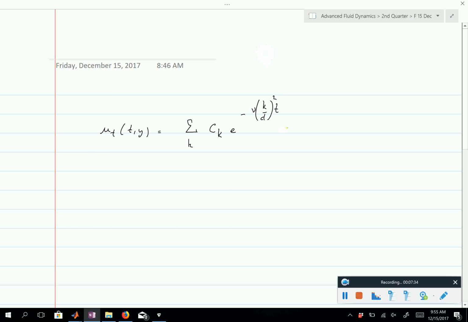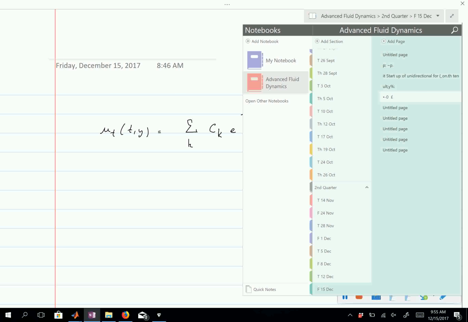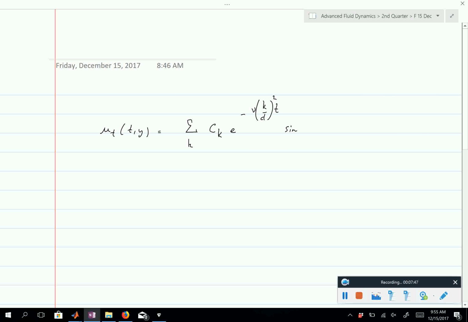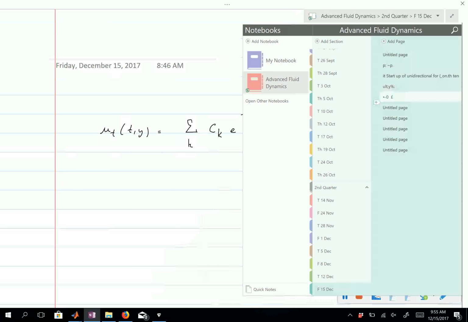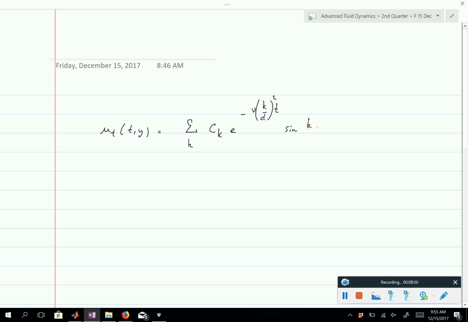And I have sine of k d will be the same. I have to go back there because I don't remember. It's 2 pi divided by lambda, so it is k divided by d. Okay, that's fine. K divided by d. Okay, so you can write your solution as that.